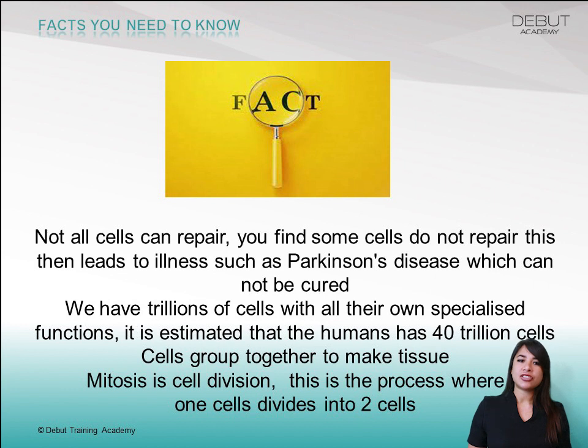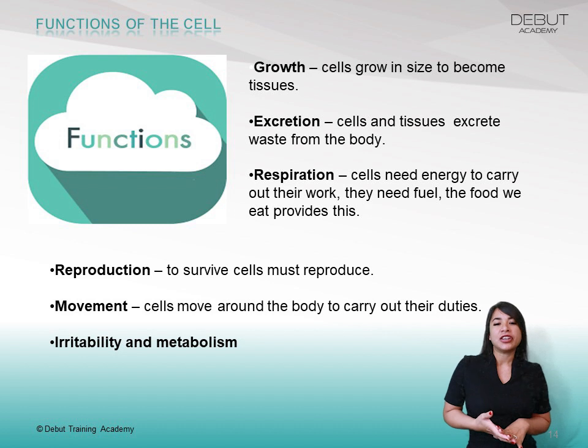We have trillions and trillions of cells, and they all have specialised jobs and functions. So you can imagine we've got billions around our body, which is really fascinating. So cells group together to make tissue, and then tissue groups together to make muscles. And also cells can divide, and this is called mitosis. So whenever you hear of cell division, that process is called mitosis. So we're going to just quickly look at the functions.